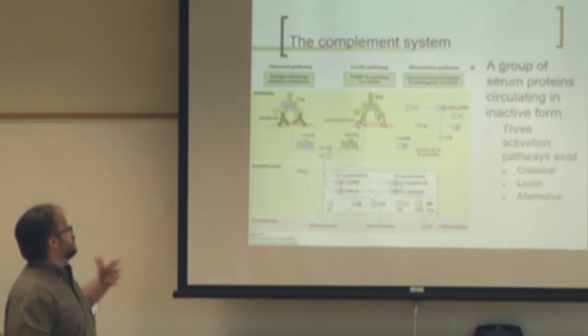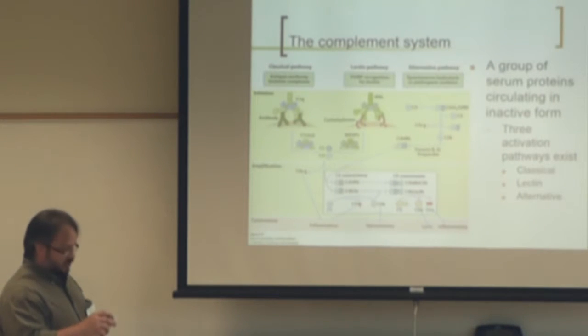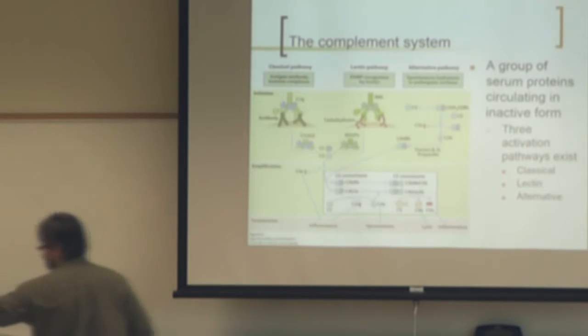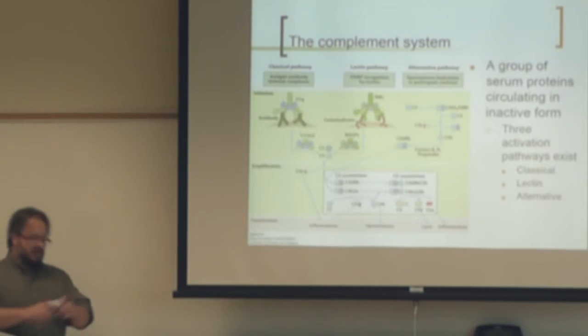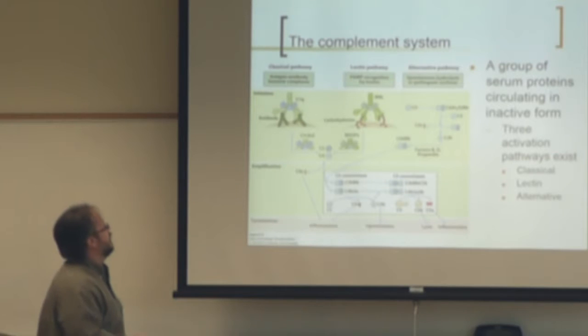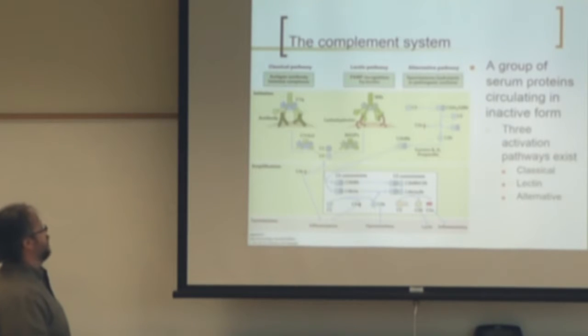But it's actually not the first one that evolved. This alternative pathway and the lectin pathway evolved much earlier in our evolution and are therefore actually more classical pathways than the classical pathway, but whatever, however you want to remember these.